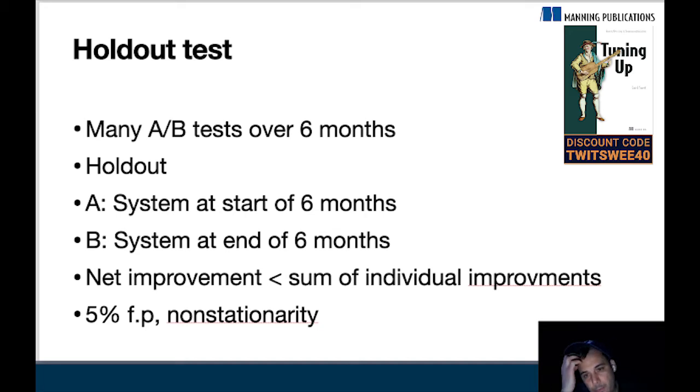The other is non-stationarity. The tests you ran at the beginning of the 6 months might not apply at the end of the 6 months. Non-stationarity means the system is changing with time. Users are changing their preferences. Traders and markets are changing the way they trade. The signals, or features, let's say, are changing in the quality of their predictiveness. And that's typical of any engineered system in the real world. It's non-stationary. So those are two reasons why your net improvement over a long period will be less than the sum of the individual improvements. And a holdout test is key to helping you measure that and set expectations properly.